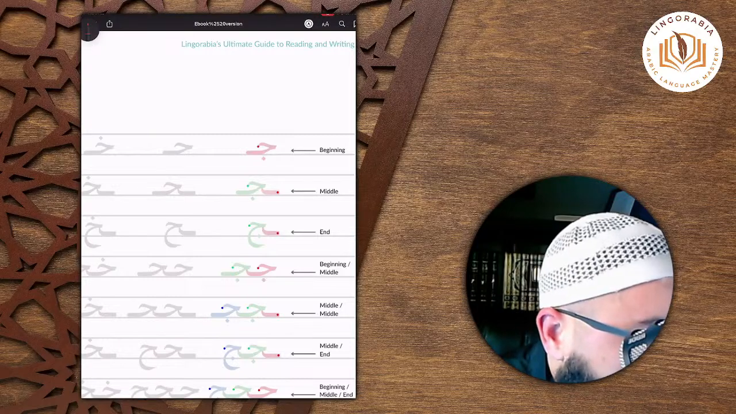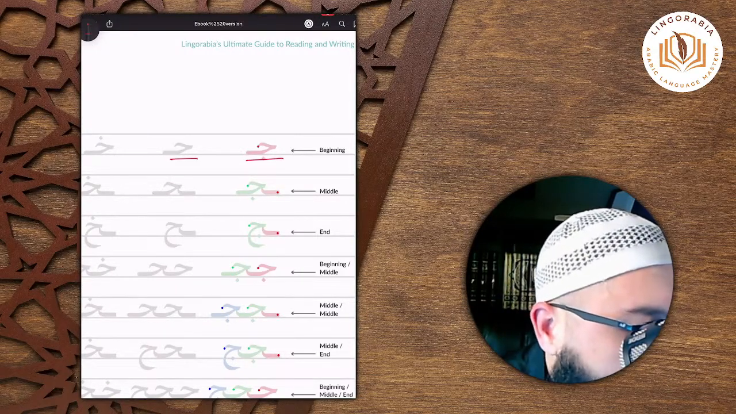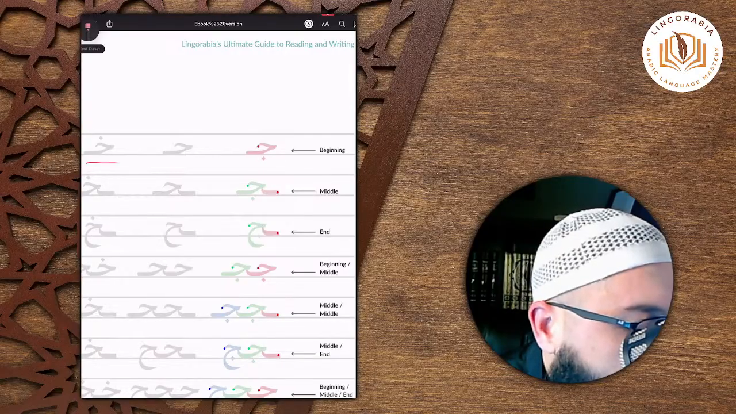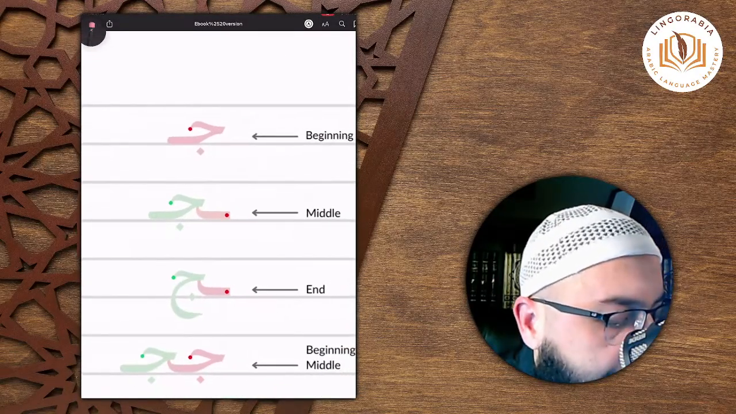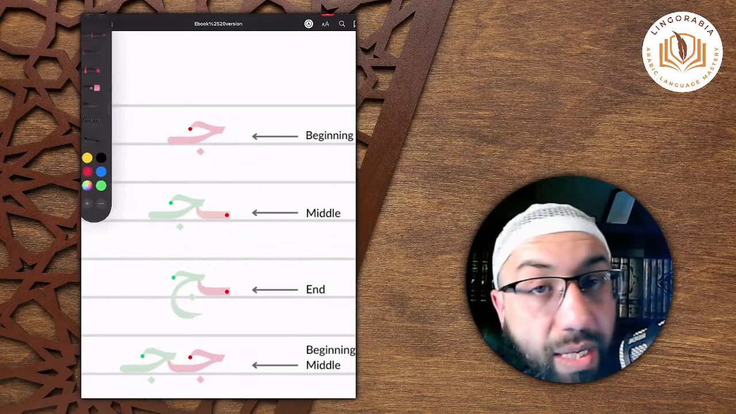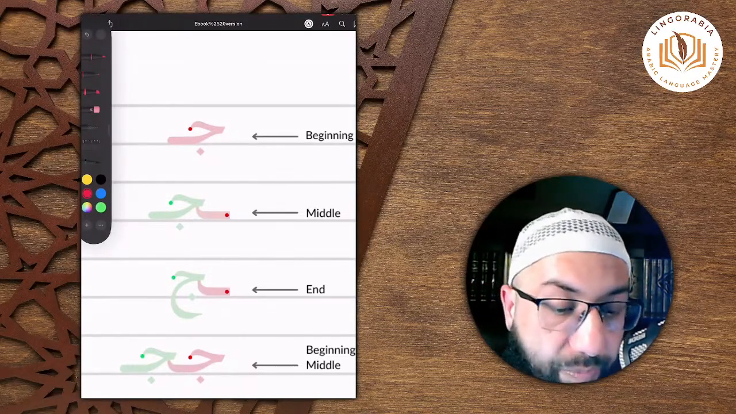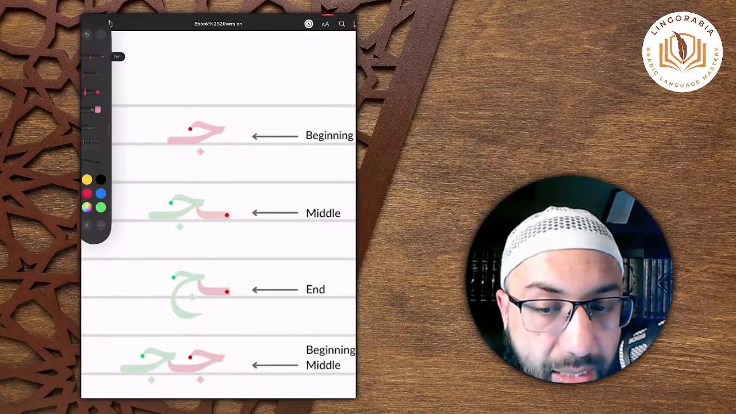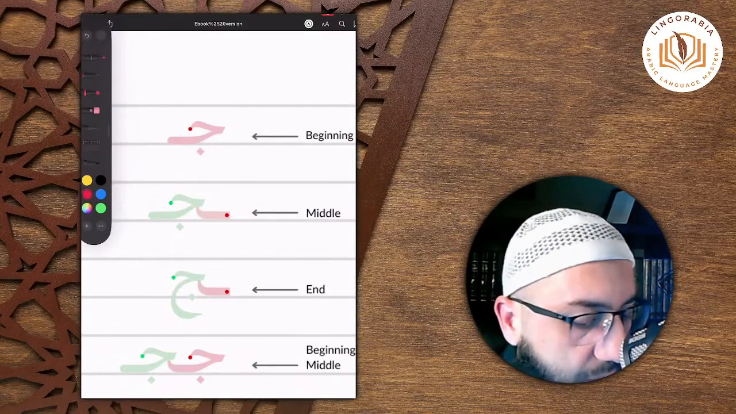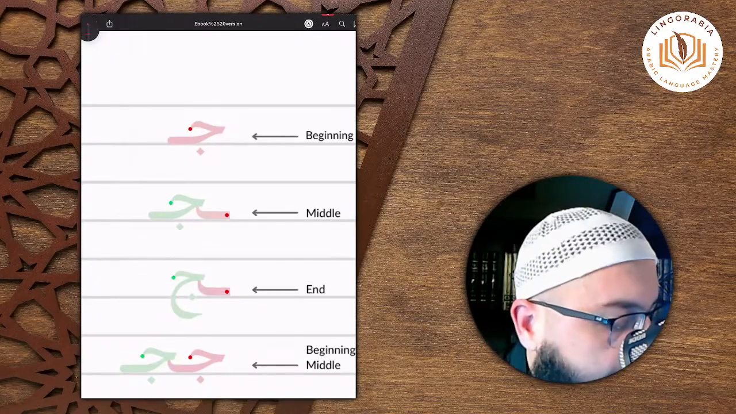Now, that was the jim in the beginning, and the ha in the beginning, and the kha in the beginning. Now let's have a look at how it is written in the middle. You have to pay attention now, guys, because this is a little bit different than normal. It's a bit tricky, and a lot of people make mistakes here when they write it in the middle of the word.